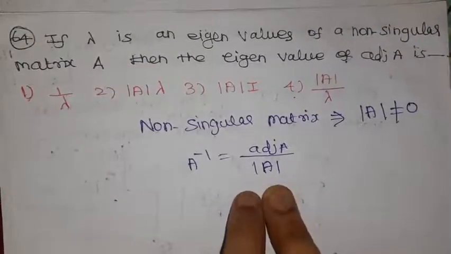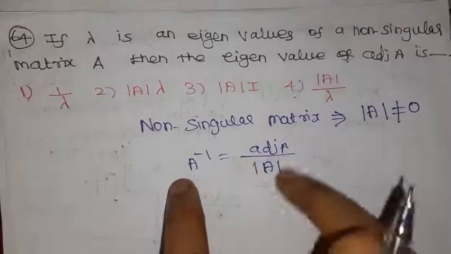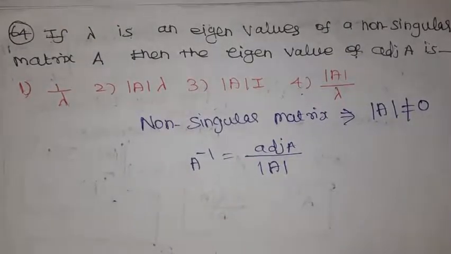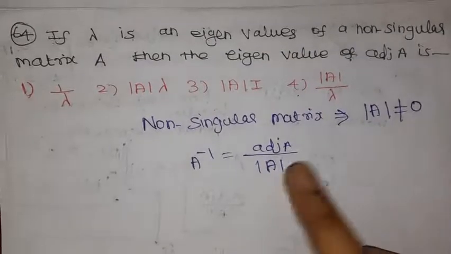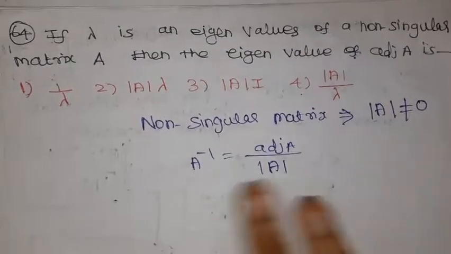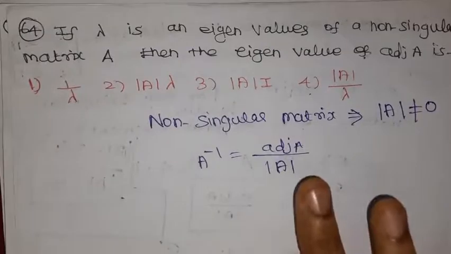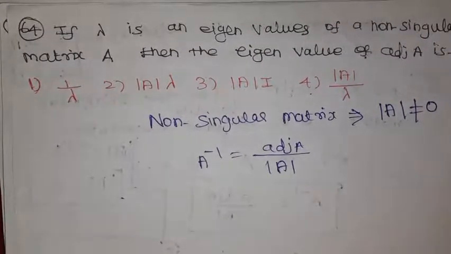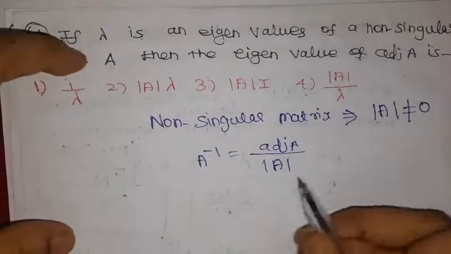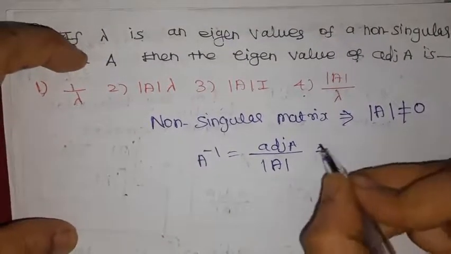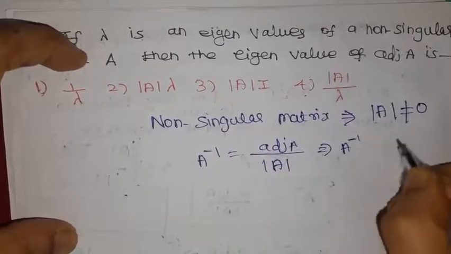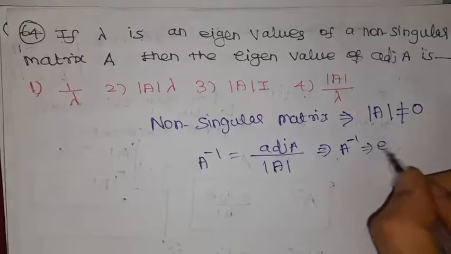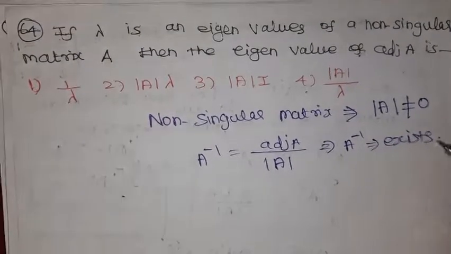Whenever it is equal to 0, what happens? It will go to infinity. So, for a singular matrix, if it is 0, the value is infinity. For a non-singular matrix, this value should not be infinity. This should not be equal to 0. So, only then does A inverse exist. For modulus determinant of A not equal to 0, only then A inverse exists. Otherwise, it will go to infinity.